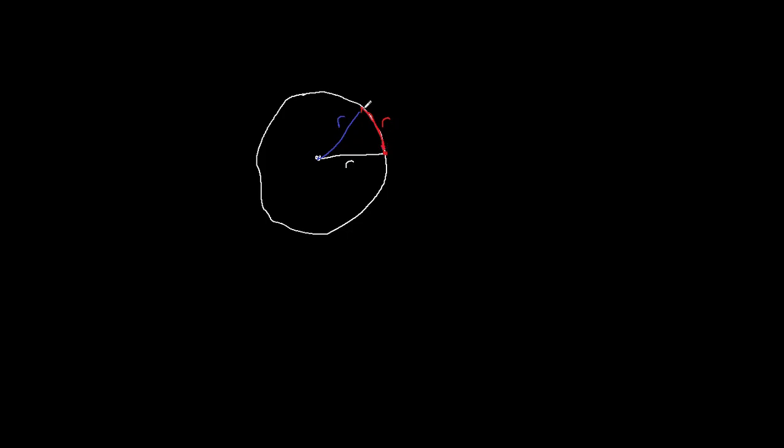We have a radius of length R. We have an arc length of R connected, at the other end, by another radius. The key thing here is that this angle, I'm pulling this out so you can see, this angle here, this is the definition of one radian. So this is the alternative definition. This is actually the definition of a radian.